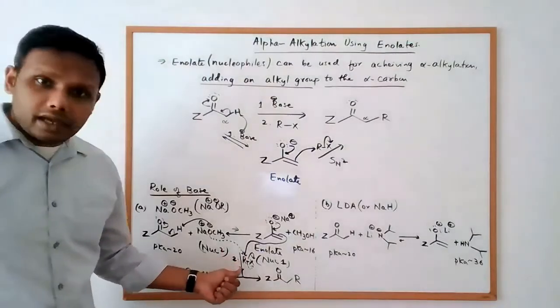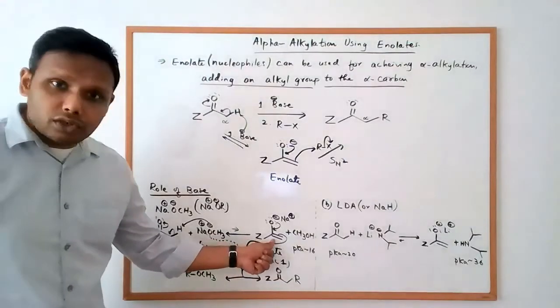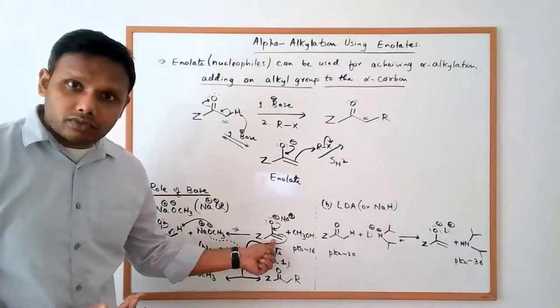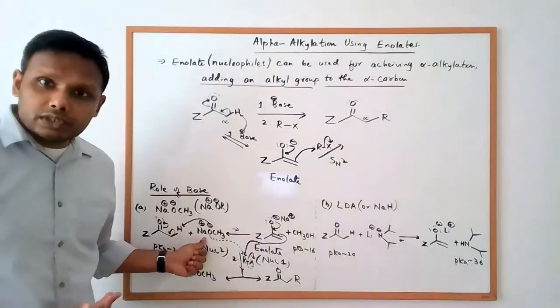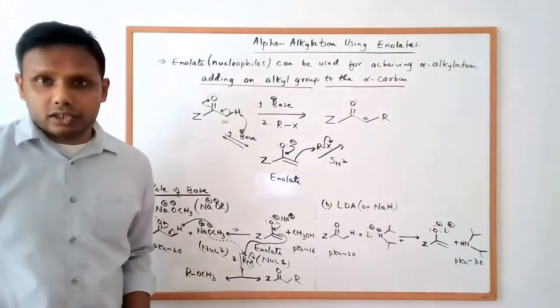The SN2 reaction can happen using the enolate as the nucleophile, or it can happen using the alkoxide as the nucleophile.